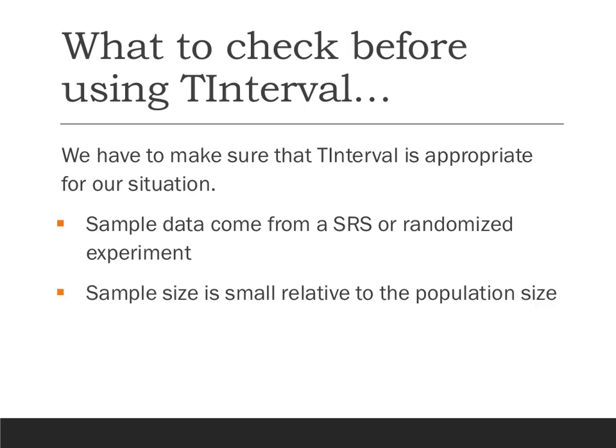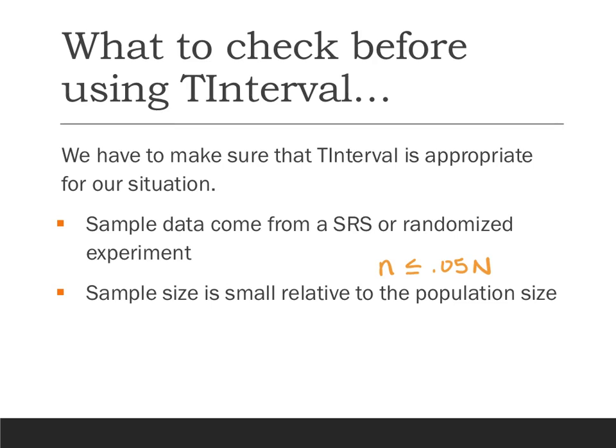And the next thing we want to double check is that our sample size is small relative to the population size. So we've seen this before. When we were doing things in chapter 8, we saw that we needed to make sure that our sample size was less than or equal to 5% of our population size. So that needs to stay true.